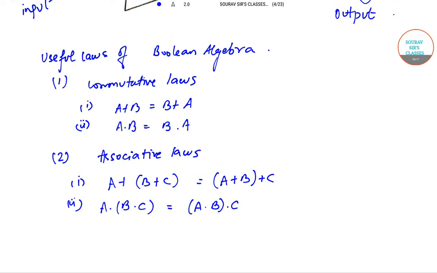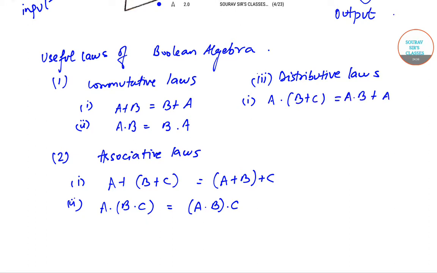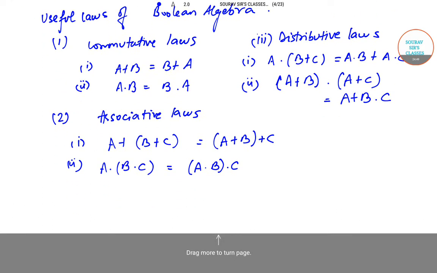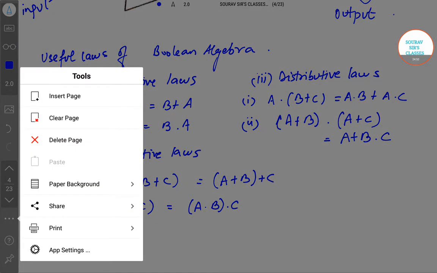Third, we have distributive laws, and these are A dot (B plus C) is equal to A dot B plus A dot C. So you can rewrite this as (A plus B) dot (A plus C) is actually equal to A plus B into C.